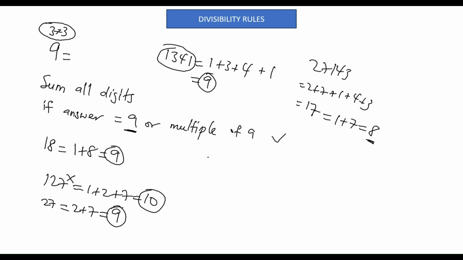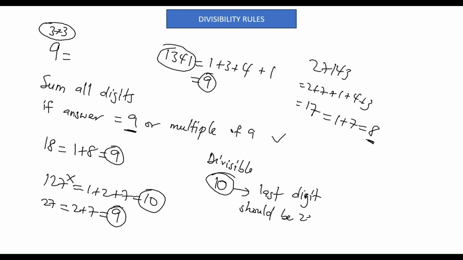The last one is divisibility by 10. For divisibility by 10, we just check that the last digit should be 0. The last digit of the number should be 0. That's how to check for divisibility by 10.